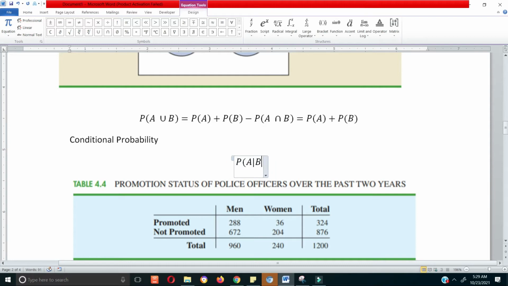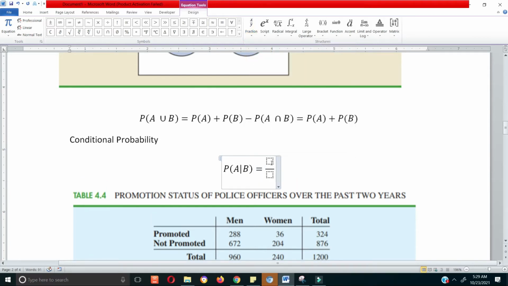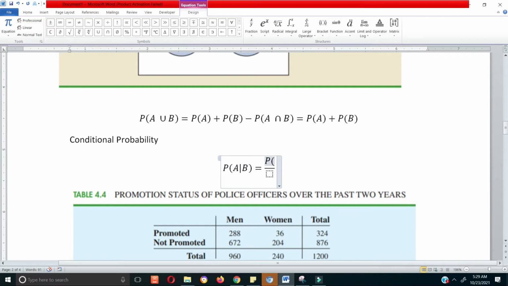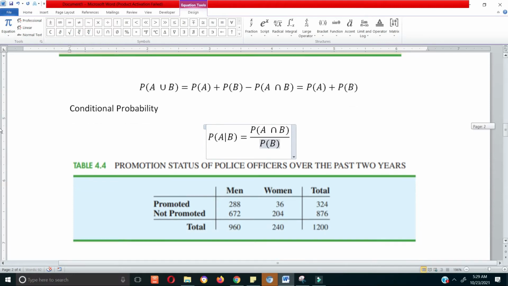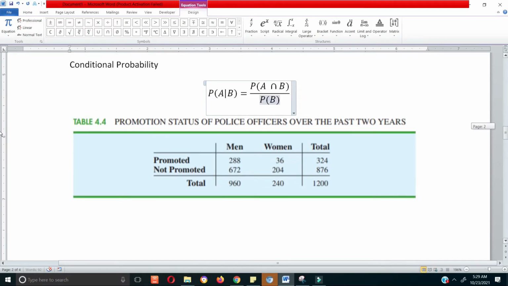Probability of A given B is really the probability of A intersection B. So both A and B have to occur, right? Given means over the probability of B. Right, so this is really what it means. The probability of A given B is the probability that A and B occurred, given the probability of B. So you can actually visualize this using a cross tabulation.